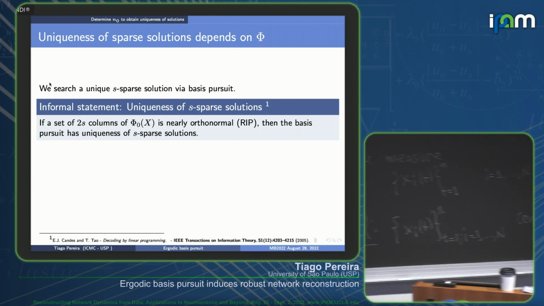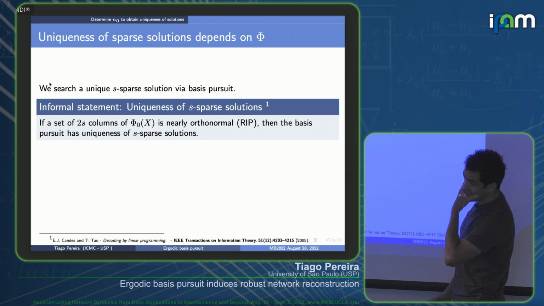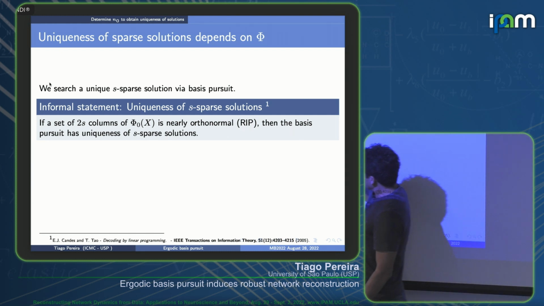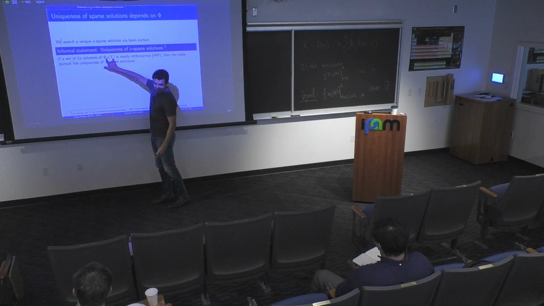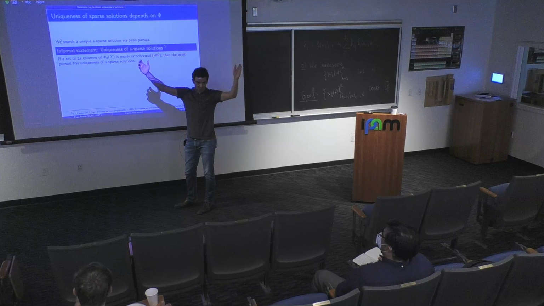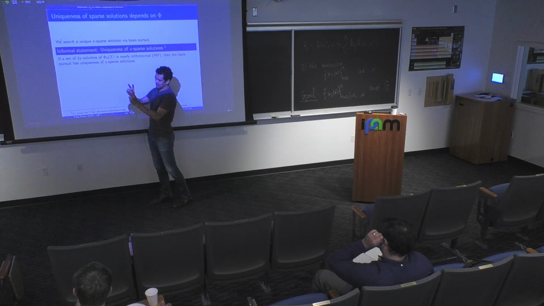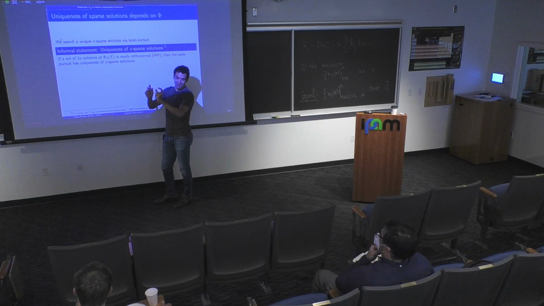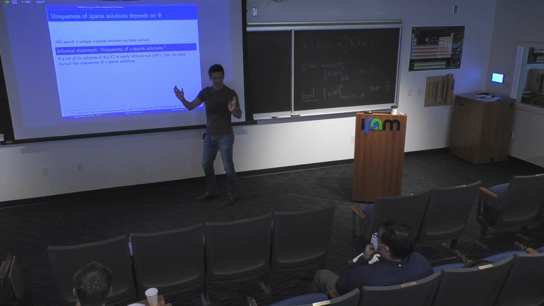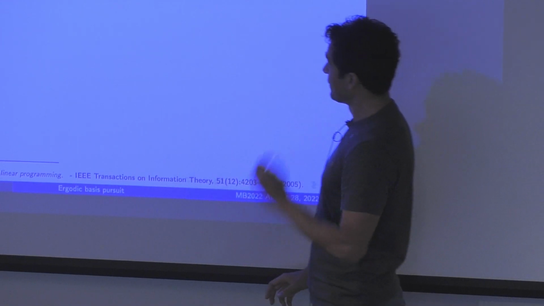So the idea is the following. The condition they found important to get unique solutions for this minimization problem was the following. You take this matrix phi, which is this library matrix, right? The operator associated to the library matrix. You take any set of cardinality 2s. So basically, you take any 2s set of columns of this operator phi.